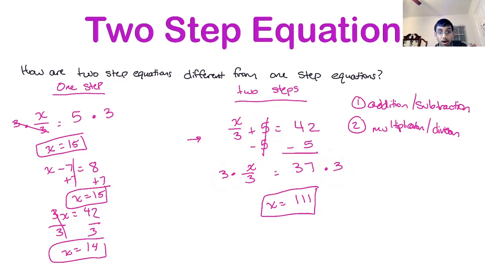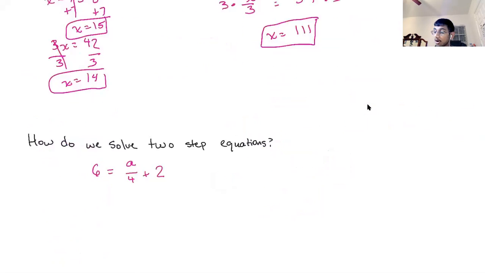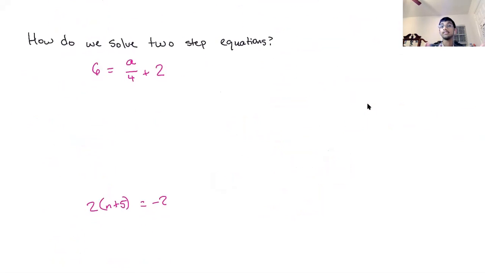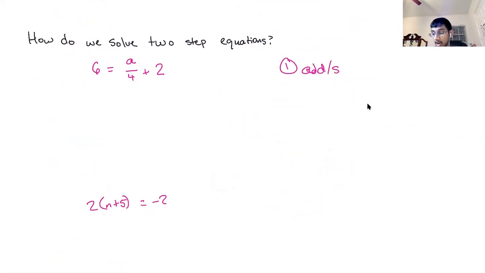So let's continue on. Let's do some more examples now. Let's say I have 6 is equal to a over 4 plus 2. So again, the first thing we do is addition slash subtraction, right? So let's look at this.